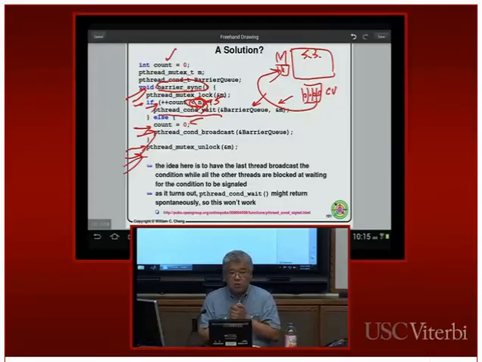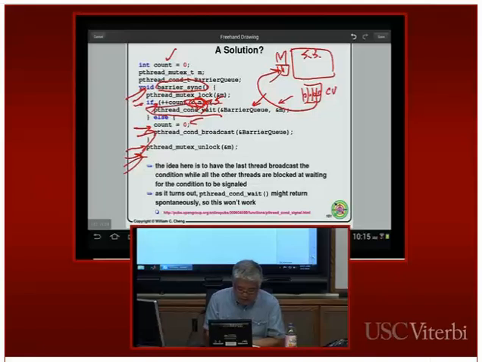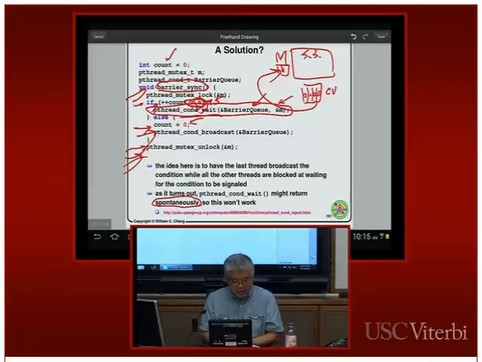So this code is supposed to work. As it turns out, because of the way pthreads is implemented, it doesn't quite work. The problem is that pthread condition wait can actually return spontaneously, meaning that it will return even when the condition hasn't been signaled. So why don't pthread people just fix the bug? If they could, then this code could be used. But they insist that this particular function must be allowed to return spontaneously without seeing the signal.